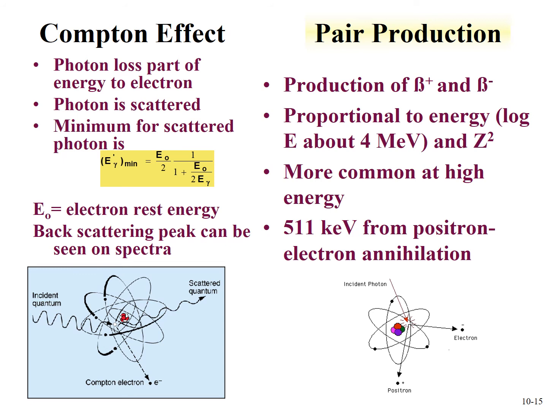There are two other effects. One is the Compton effect, as opposed to the photoelectric effect. In the Compton effect, the photon just loses part of its energy to an electron. The photon is scattered. And there's an equation that describes the minimum scattered photon energy, shown here. It's equal to 1 divided by 1 plus twice the photon energy, where this electron rest energy is the E naught.